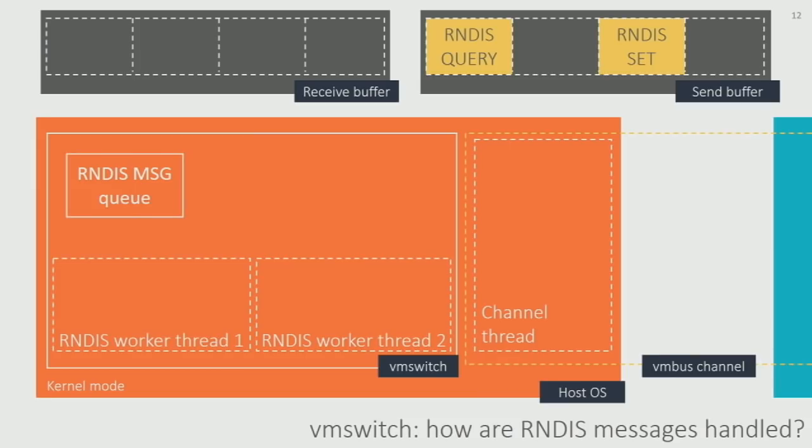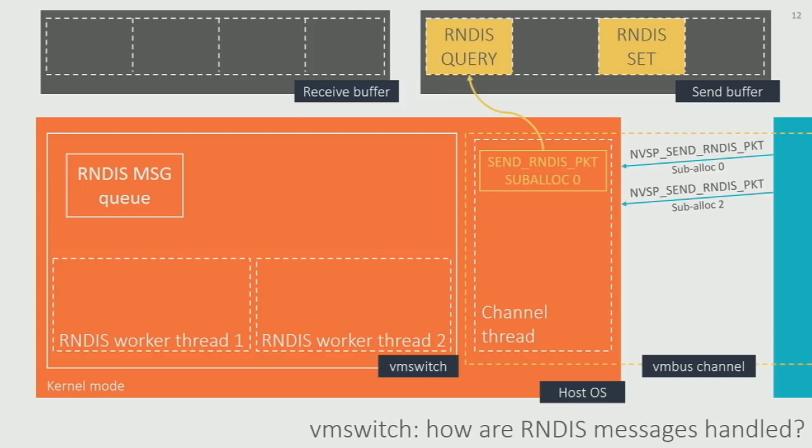So, looking more specifically at how the host OS VM switch handles those messages, it doesn't just handle them directly, and so we're going to take a look at that. Let's say you have the guest that has sent these two messages through the send buffer. It lets the host OS know through VM bus. The host OS receives them.